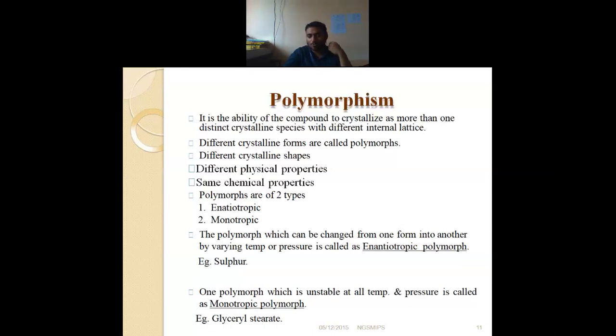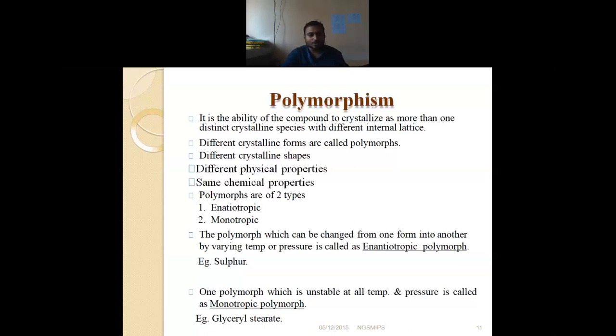So different crystalline forms are called polymorphs, and they have different shapes, but they have the same chemical properties. They have different internal lattice. They have different crystalline shapes, and they have different physical properties also. But their chemical properties should be the same. Okay. So it is called polymorphs.